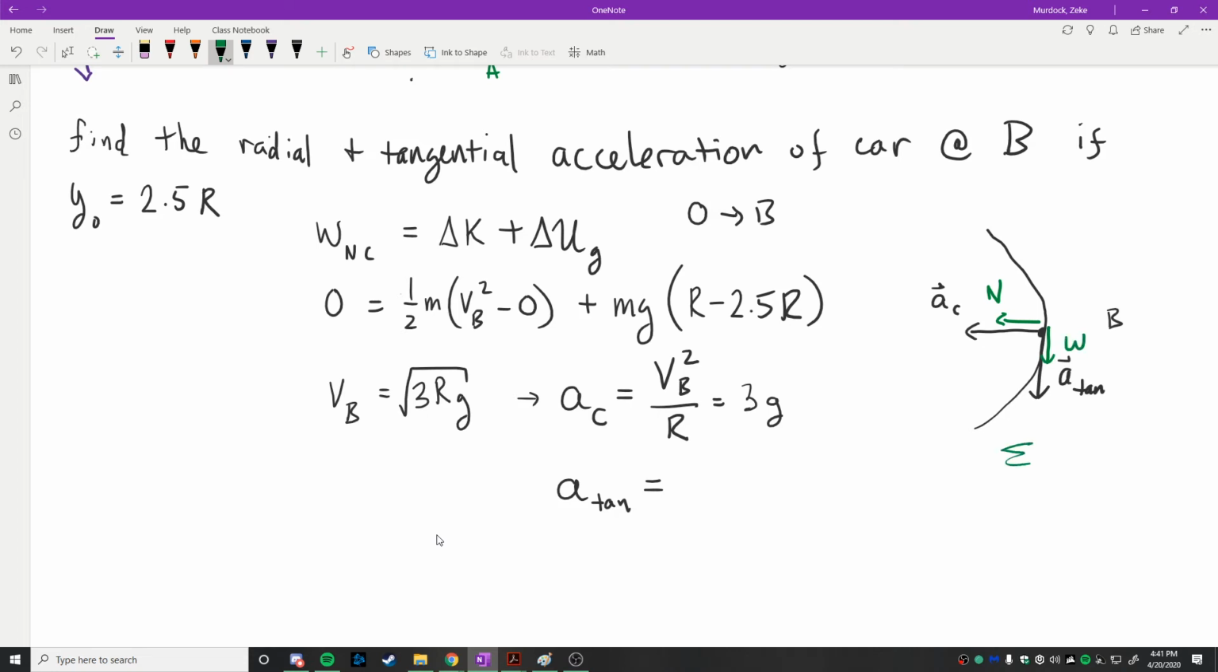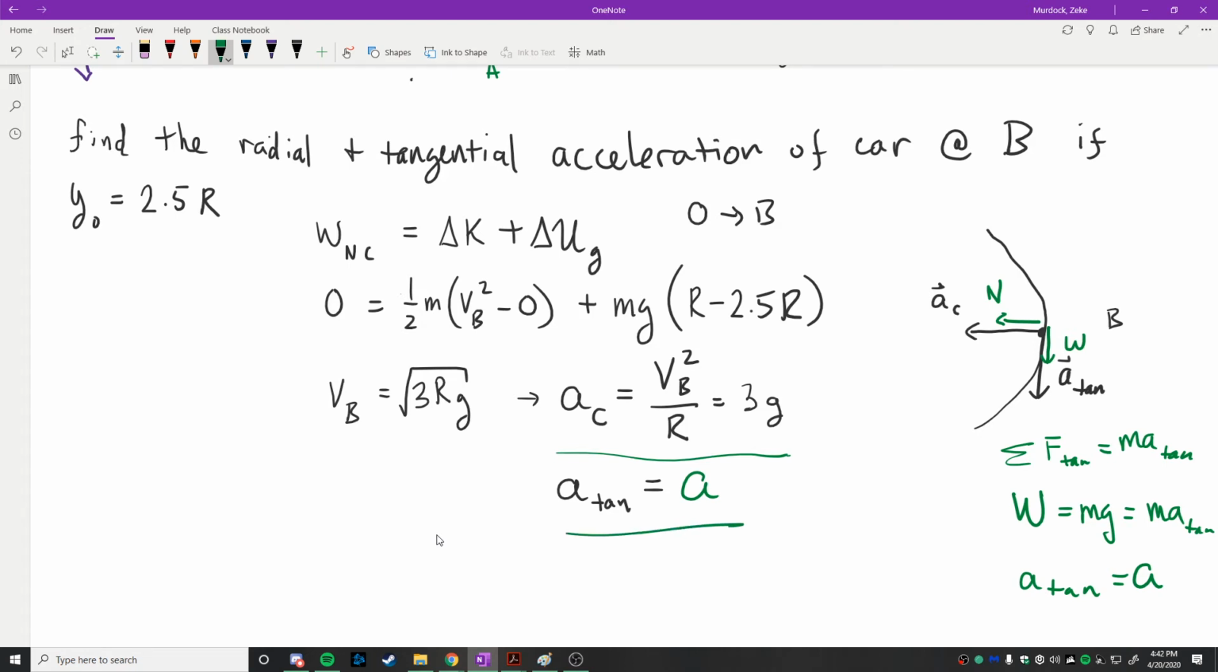So if I were to sum forces in the tangential direction, those should be equal to m times a tangential. But there's only one force, which is the weight. So the weight is equal to mg, which is equal to m times a tan, which means that the tangential acceleration is equal to g. That's the radial, and that's the tangential.